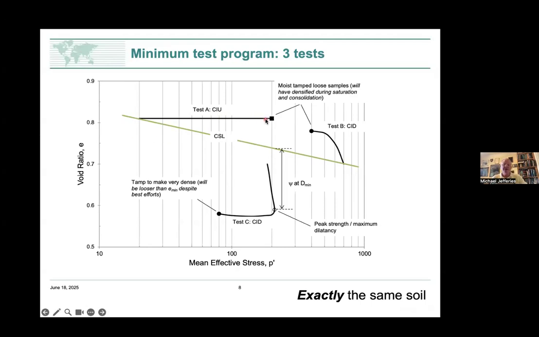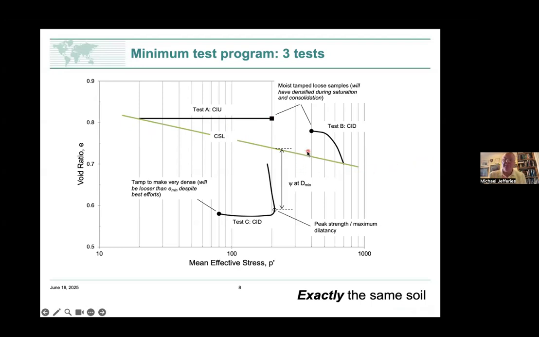If we do test A, we make ourselves a loose sample and we test it undrained. We'll get a nice static liquefaction type of failure, and that's the end point. So that's a point on the critical state line. In the old days, we tried to define the critical state locus over here by undrained tests, and you can see how far an undrained test moves. You actually have to start over here to get to a data point over here.